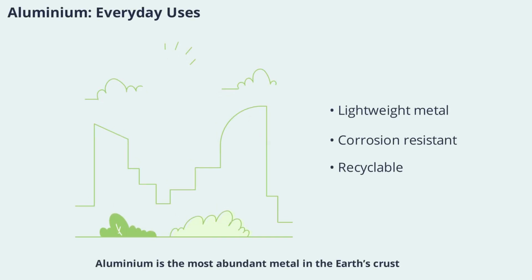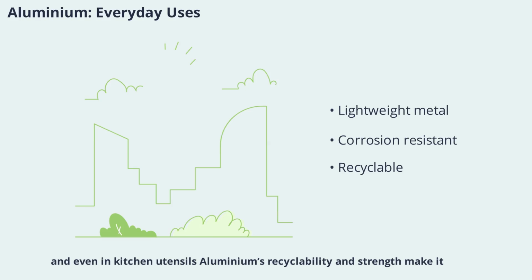Aluminium is the most abundant metal in the Earth's crust and is known for its light weight and resistance to corrosion. It is widely used in transportation, packaging, construction, and even in kitchen utensils. Aluminium's recyclability and strength make it an environmentally friendly choice for many applications, contributing to sustainability efforts worldwide.